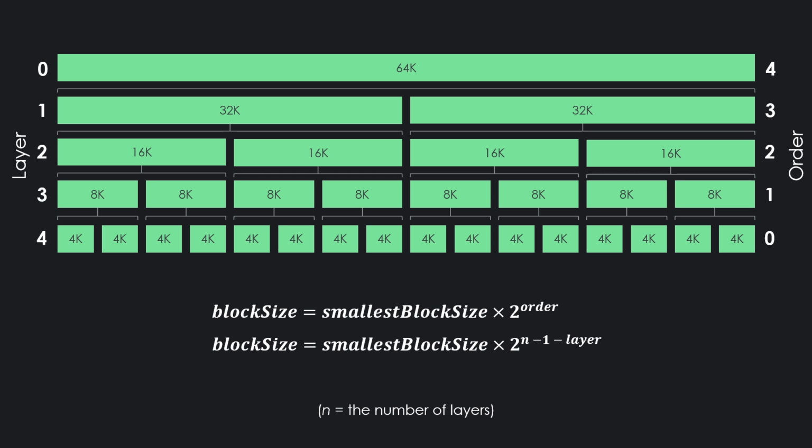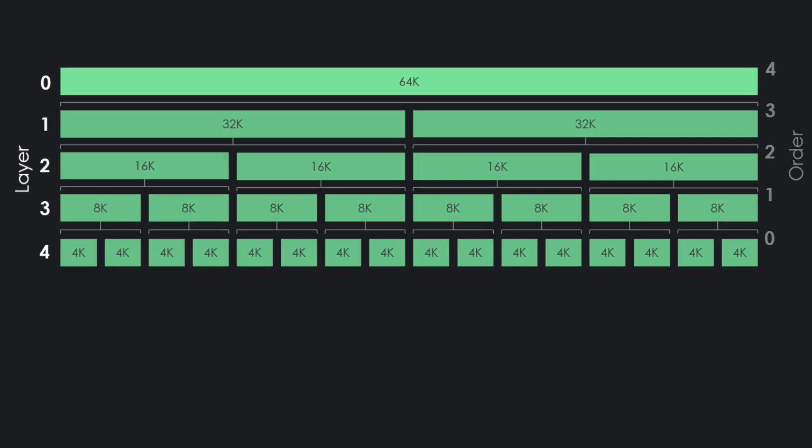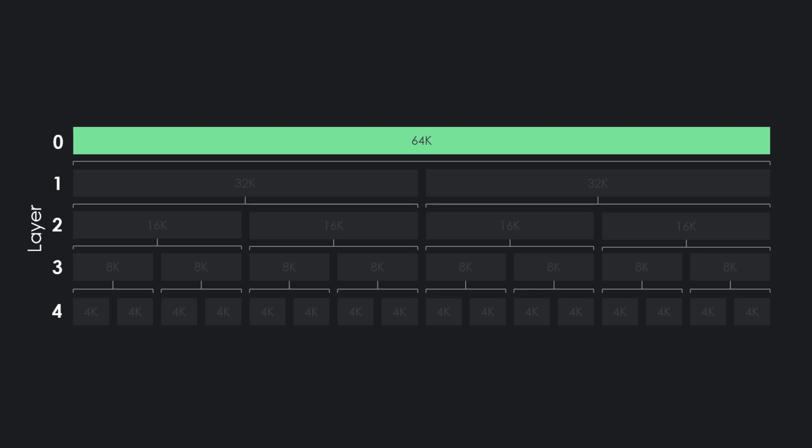In our example, we decided on the memory size of 64 kilobytes. So the highest order would be 4, since 4 kilobytes multiplied by 2 to the power of 4 equals 64 kilobytes. So we have a total of 5 layers. Initially, our memory is completely free, so our tree consists of a single unused block of the highest order. Let's say that we want to allocate 10 kilobytes of memory.